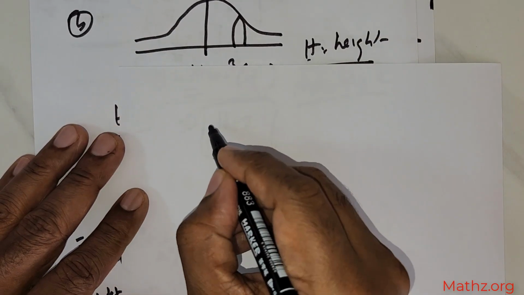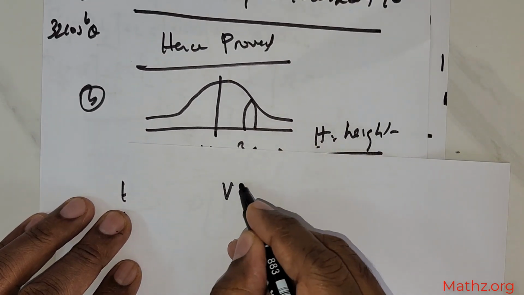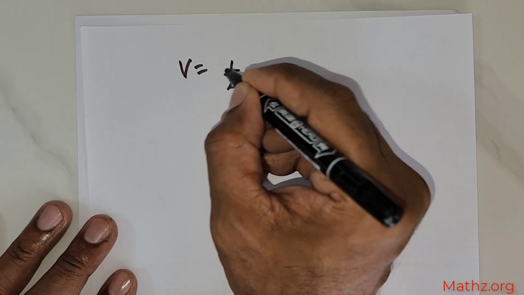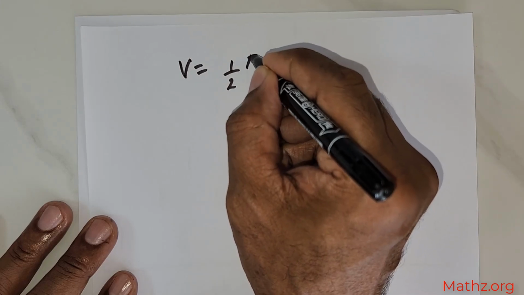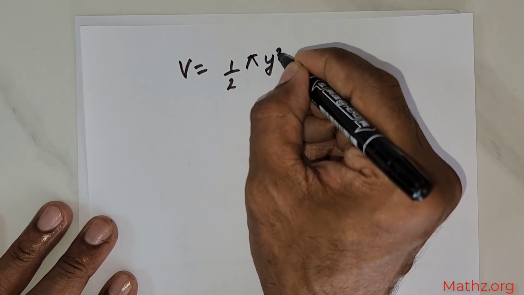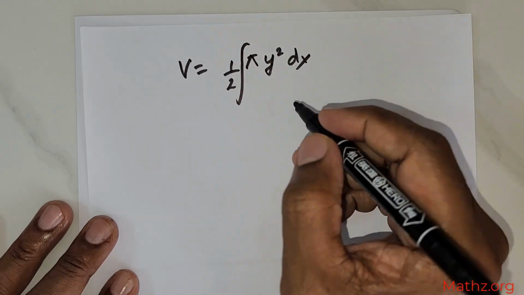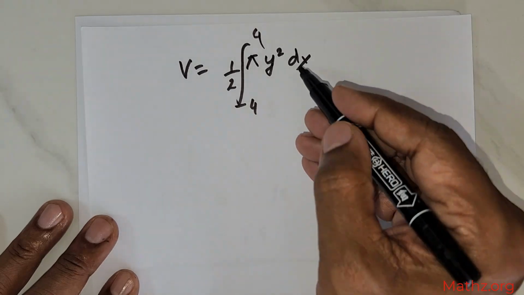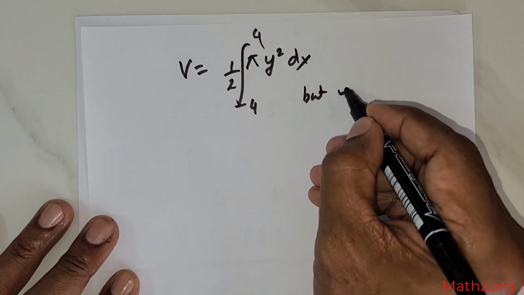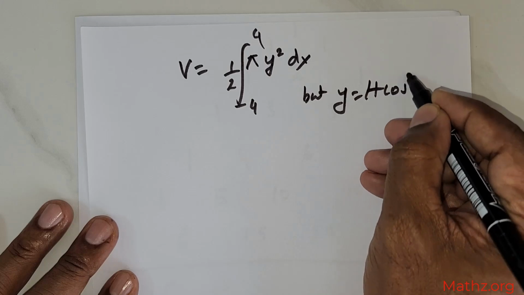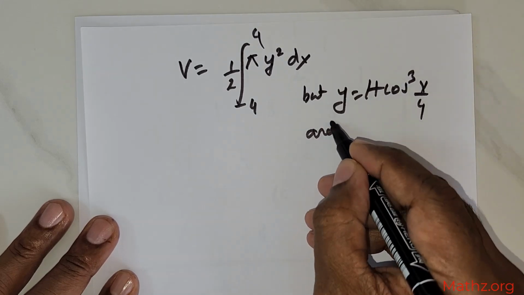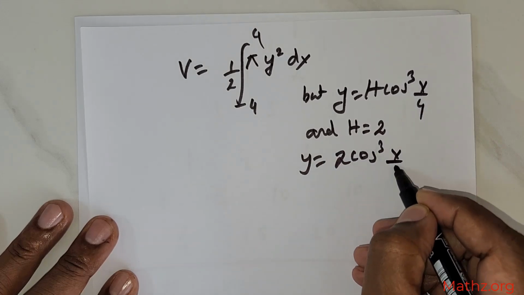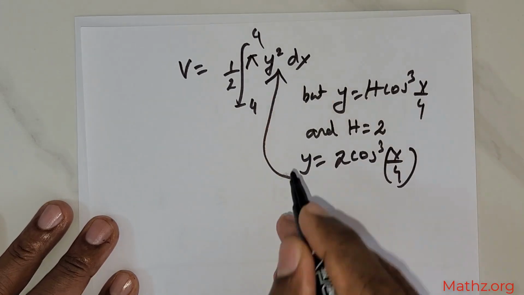Now in the next part, they are asking us to determine the volume. So the volume has to be obtained. Now volume is equal to 1 over 2 times pi y squared times dx. So we need to integrate this. If we integrate this, the limits are given to be -4 to 4. We will get the volume. But my value of y is h times cos cubed of x over 4, and h is equal to 2 units. So y is equal to 2 times cos cubed of x over 4. So you need to substitute this over here.